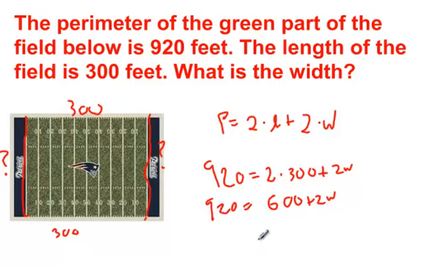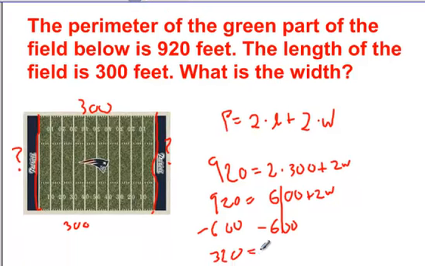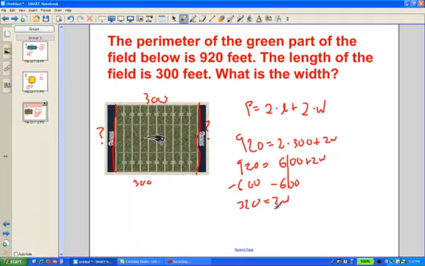So what I can do is subtract 600 from this side of the equation, get rid of the 600s there, and then subtract 600 here. So I'm left with 320 equals 2W. Well, 2 times W, what we have to do now is the inverse operation, divide by 2 on both sides. If we divide by 2, 32 divided by 2 is 16. And I bring that 0 over. We know that the width of the field is 160 feet.